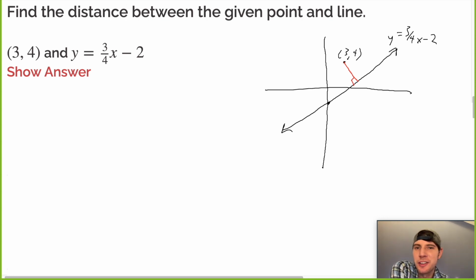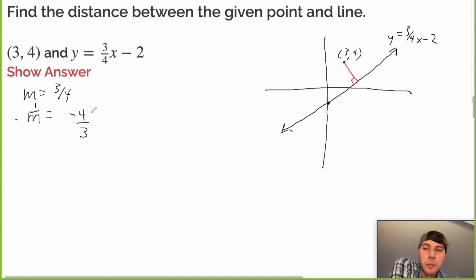Step 1, let's find the slope of this line right here. The slope of it is 3/4, so I'll put down m = 3/4. That's the slope of this line, but we need the slope of this red line. So we're going to take the negative reciprocal, negative 1 over m, and that's going to be negative 4/3. So that's the slope of our red line.